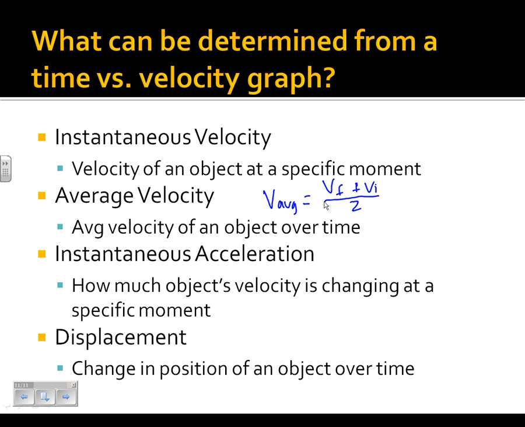The instantaneous acceleration, how much the object's velocity changes at a specific moment. That's the slope of the tangent line of that velocity graph. And then the displacement, the change in its position over time. That's going to be the area underneath the curve. Hopefully, a lot of the stuff that we talked about in this presentation makes sense based on the graphs that we've looked at in our 2 LabQuest labs that we've done so far. And then also there's a couple other assignments that we'll do in class that reinforce these ideas.